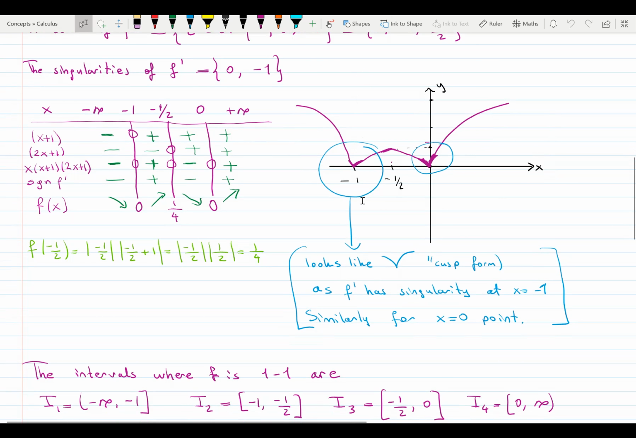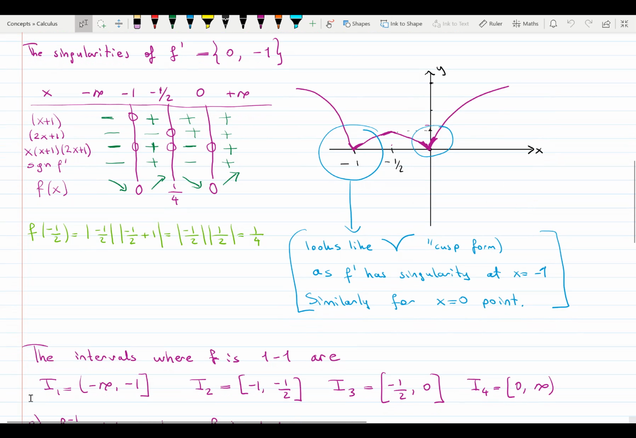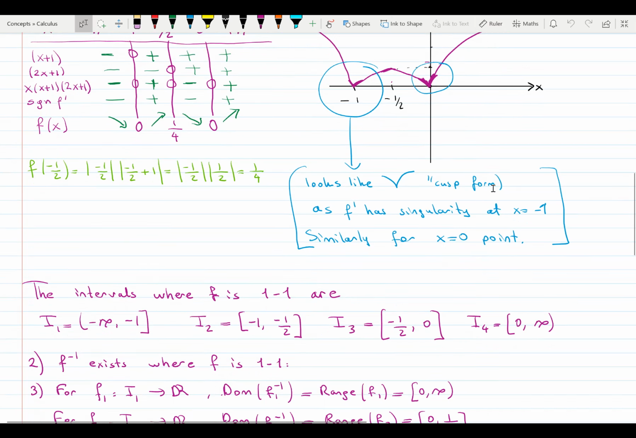So what are the intervals? This is the first interval. I call it I1, minus infinity to minus 1. In this interval, of course, f is 1 to 1. Up to this point, f is also 1 to 1. That is I2, from minus 1 to minus 1 over 2. Then I3, from minus 1 over 2 to 0, is another interval where the function is 1 to 1. And then I4, from 0 to infinity, the function is also 1 to 1.